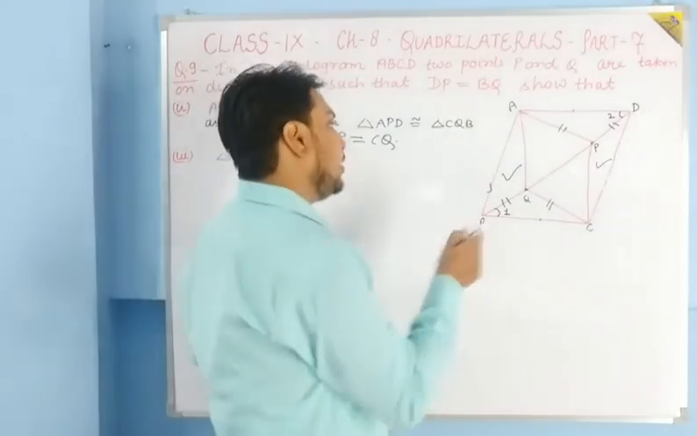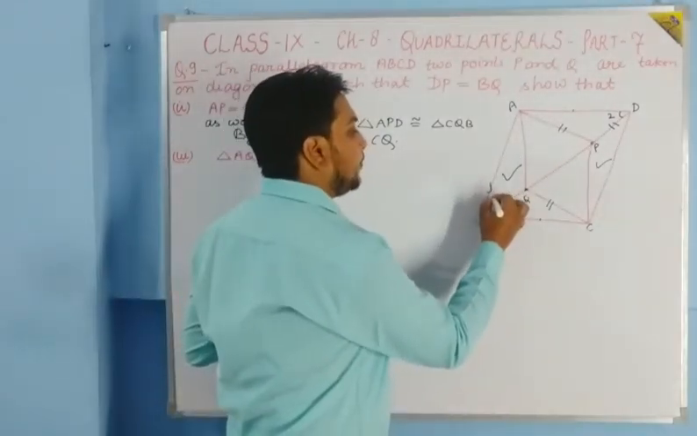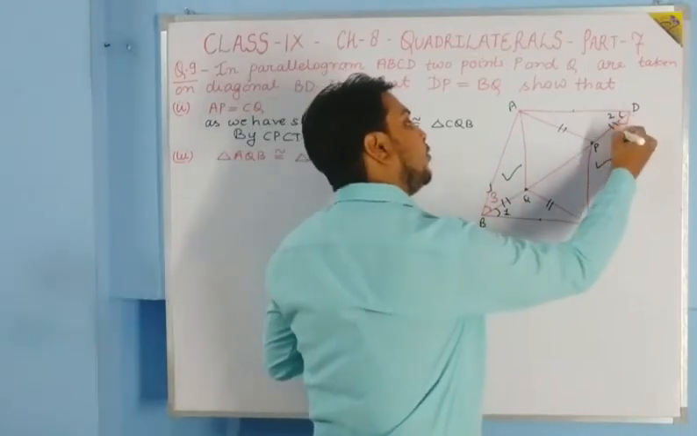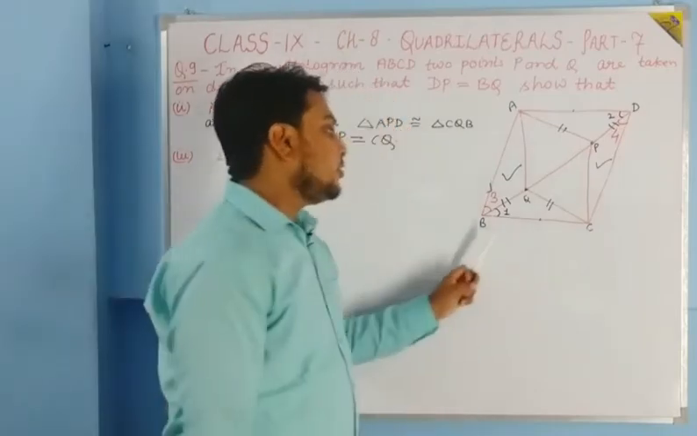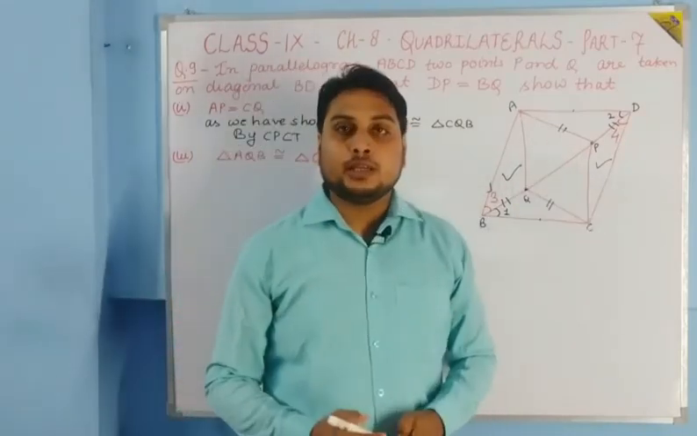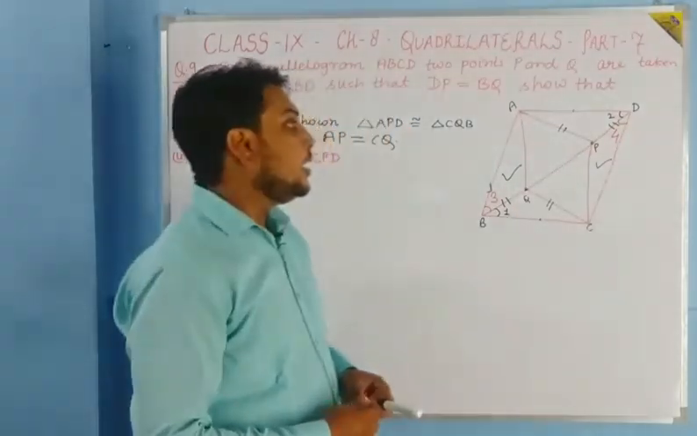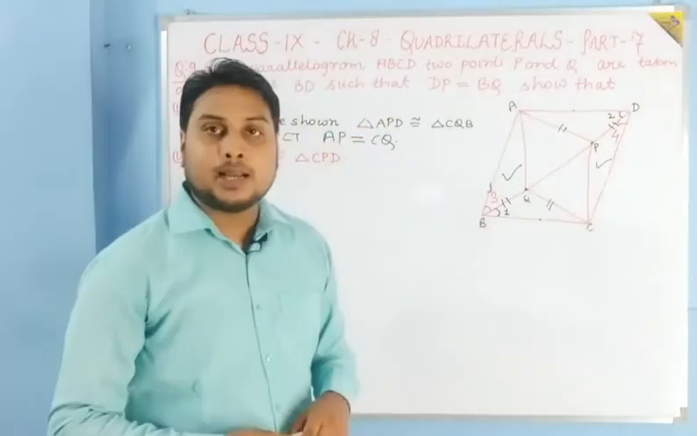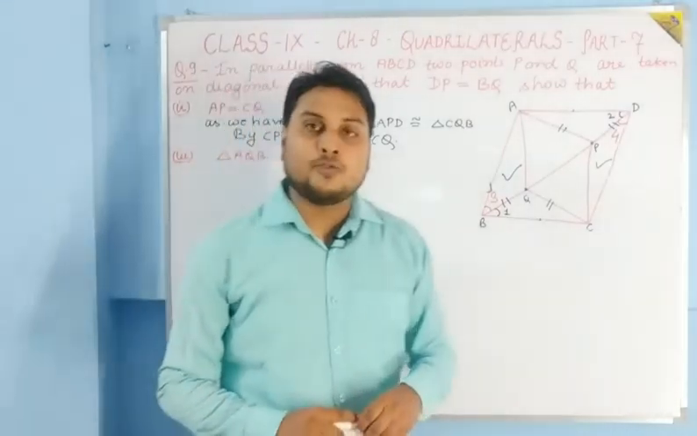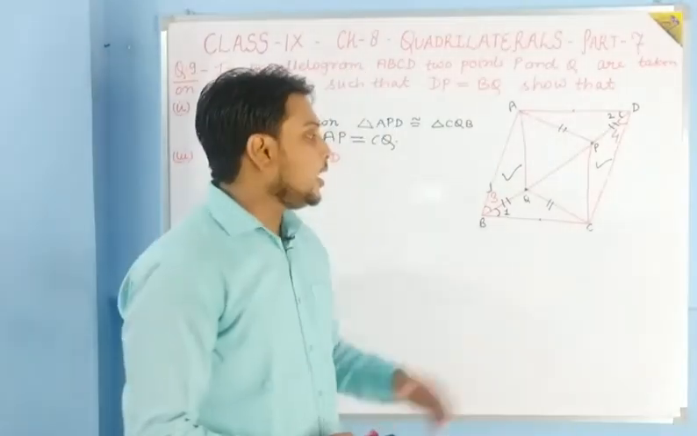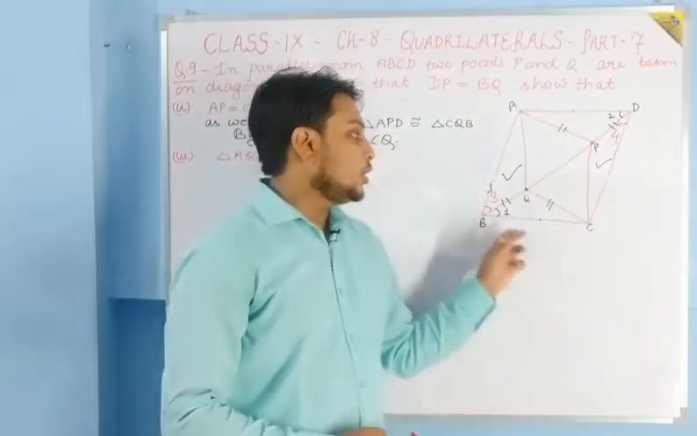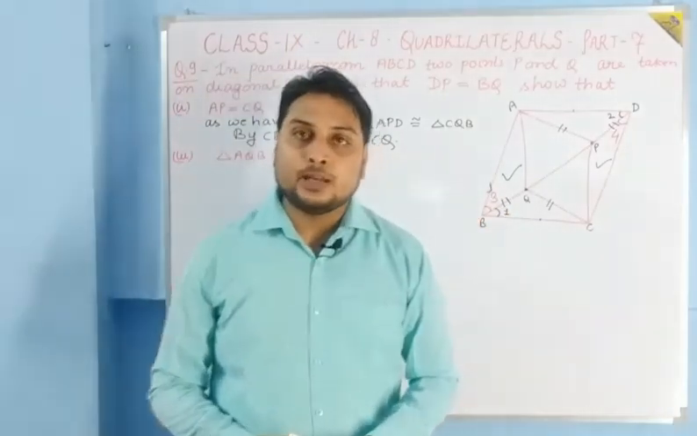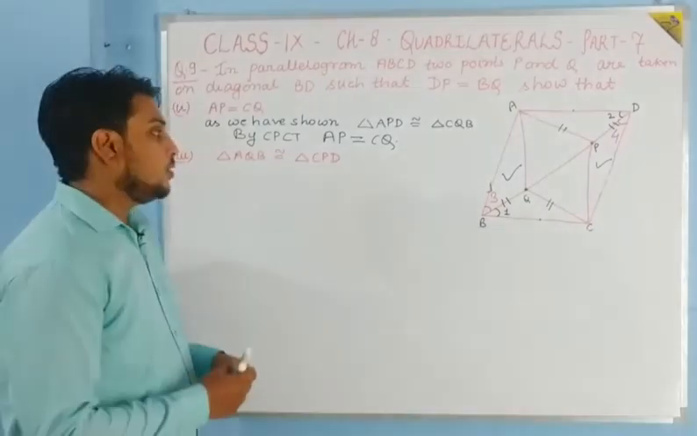Suppose this is angle 3 and this is angle 4, then angle 3 and 4 should be equal. Why should they be equal? Because the sides are parallel to each other and they are the alternate pair of angles. So angle 3 should be equal to angle 4. Here again we will apply side angle side and we can prove that these two triangles are congruent.